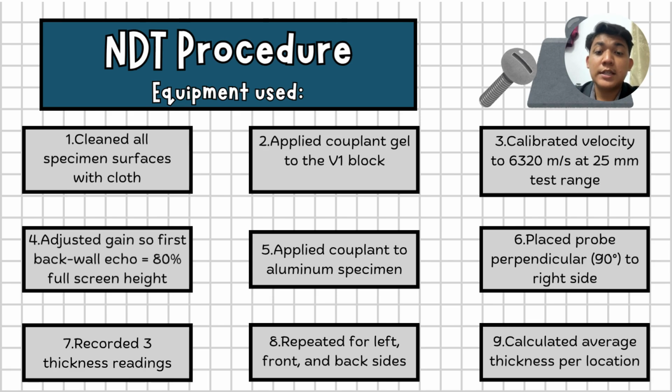Next, we adjust the gain. So, first, the back wall echo, which is 80% full screen height. Next, apply the coolant to the aluminum specimen and place the probe perpendicularly to the right side. After that, record 3 thickness readings and repeat for the left side, front side, and back side. Lastly, calculate the average thickness per location.